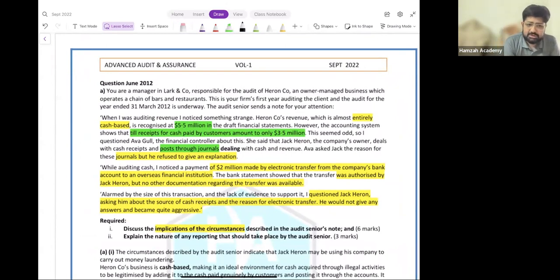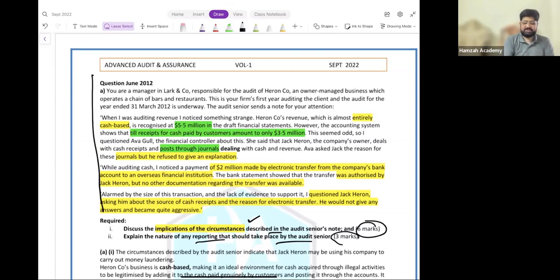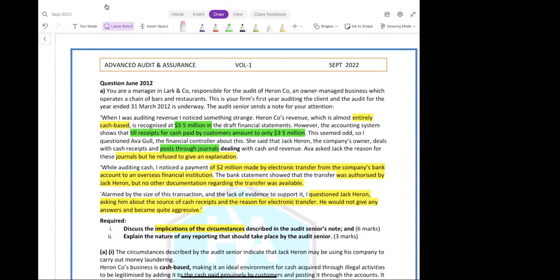So here you go, the question. I give you some time. Discuss the implications of the circumstances described above and the nature of any reporting that you do. 6 and 3, 9 marks. Please read this scenario once. Take 2-3 minutes. Read the questions once again, the question and scenario. Then I will discuss the answer with you. Be quick, please, everyone. You have 3 minutes for that.